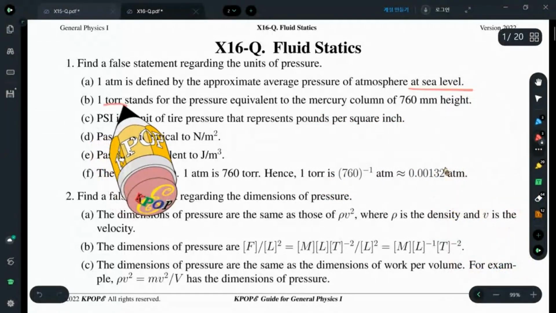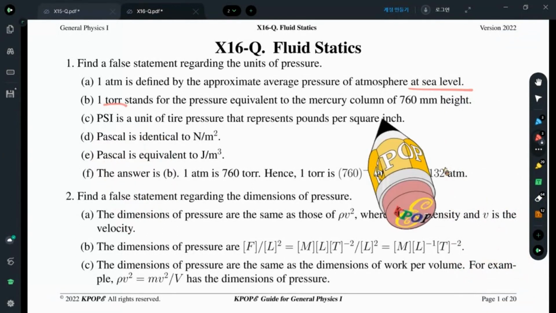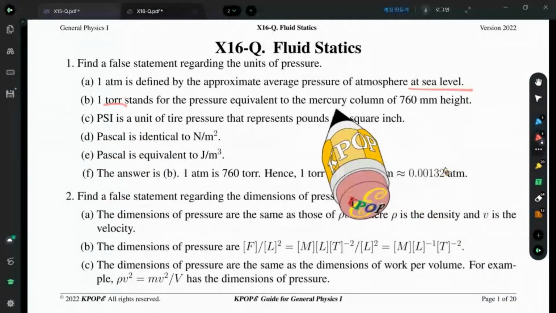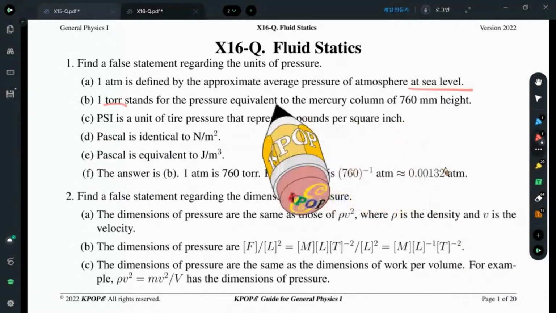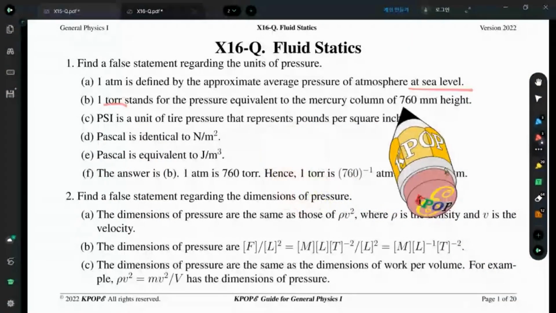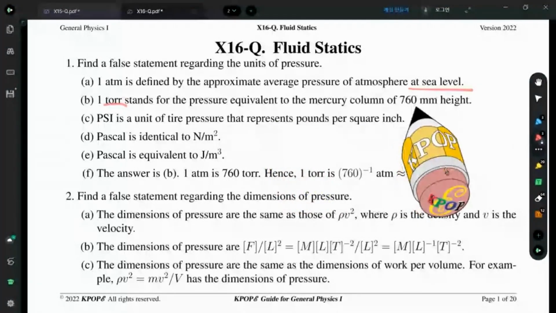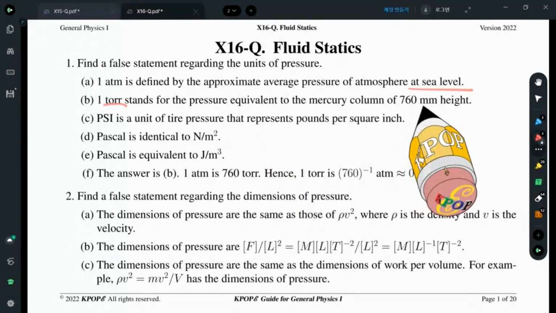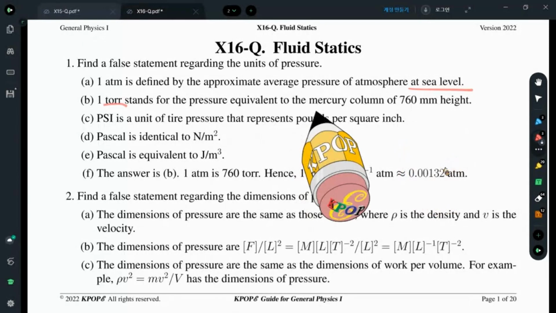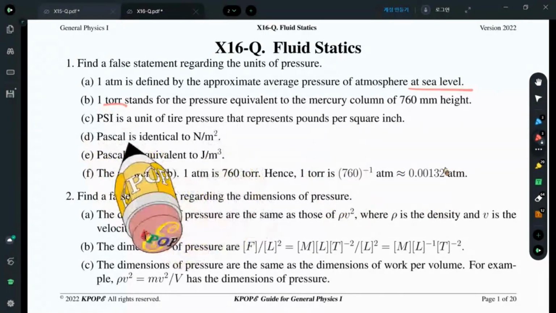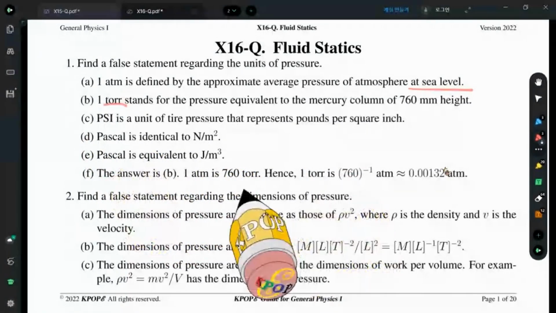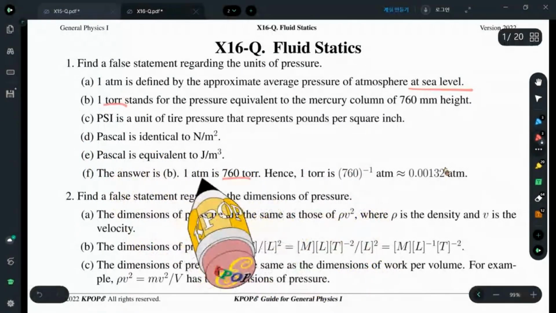And Torr is named after Torricelli, who studied the mercury column. 1 ATM is equivalent to 760 millimeter height of mercury column. And it is not 1 Torr, it is 760 Torr that is equivalent to 1 ATM.